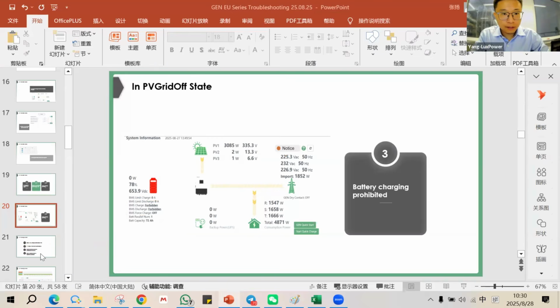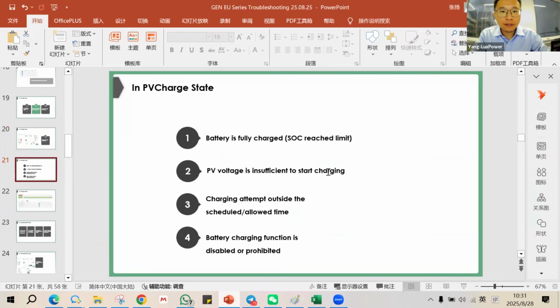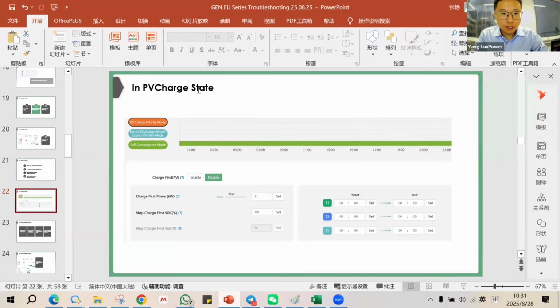Yeah, I think that's the PV grid off state. And then it's the PV charging state. So I will first introduce what the PV charging is. A lot of people are confused about this mode, because the name is a bit confusing. Here we said it's PV charge priority mode, and here you see something like charge first PVs. So what will be charged first?